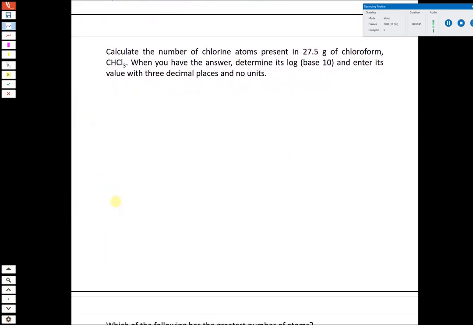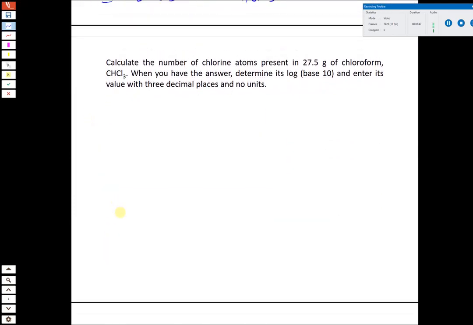So this is a very similar type of question. Here we have 27.5 grams of chloroform, which has a formula CHCl3, and we want to know the number of chlorine atoms, okay? And then this is one of those where we have to take the log of the answer and all that stuff. All right, so what we're going to do here is we're going to look for, again, we write down what we're looking for, which is number of chlorine atoms.